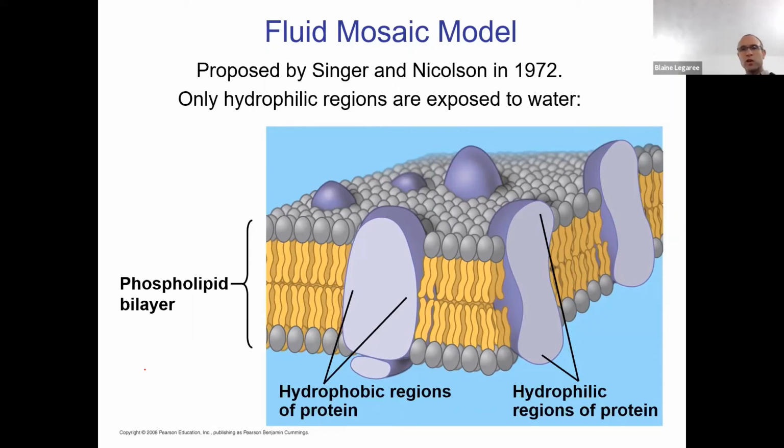So take a look at the word fluid. What does that mean? It means liquidy. I want to talk about that in a moment. And the liquidy part has to do with the phospholipids. The mosaic has to do with these embedded proteins. A mosaic is kind of like a patchwork thing. So you can think of it as like a quilt of proteins.